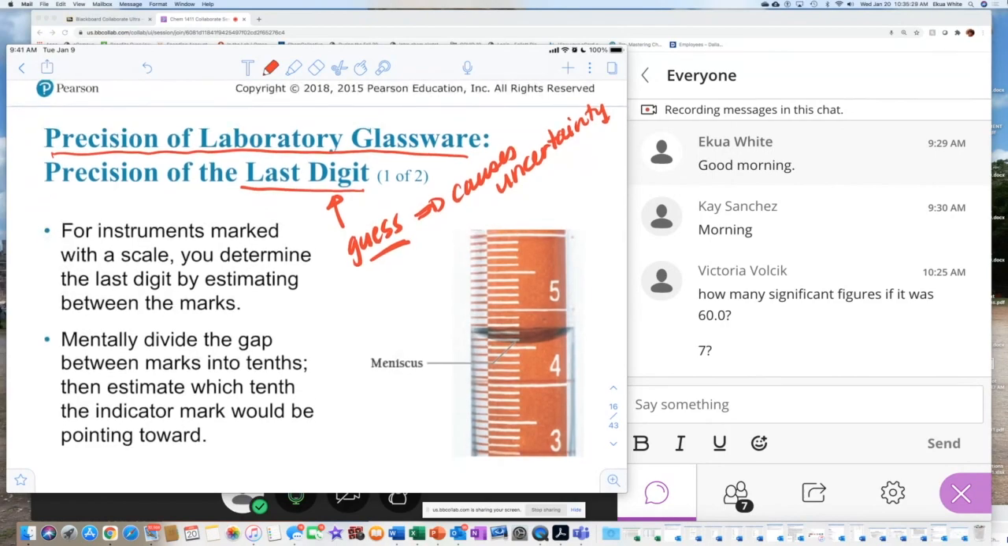So we're told here, for instruments marked with a scale, you determine the last digit by estimating between the marks. It's that whole estimating, right? You're squinting, and depending on your eye position, you can guess wrong. So for that reason, the way you're going to read this is to mentally divide the gap between the marks into tens. Then estimate which tens the indicator mark would be pointed towards.